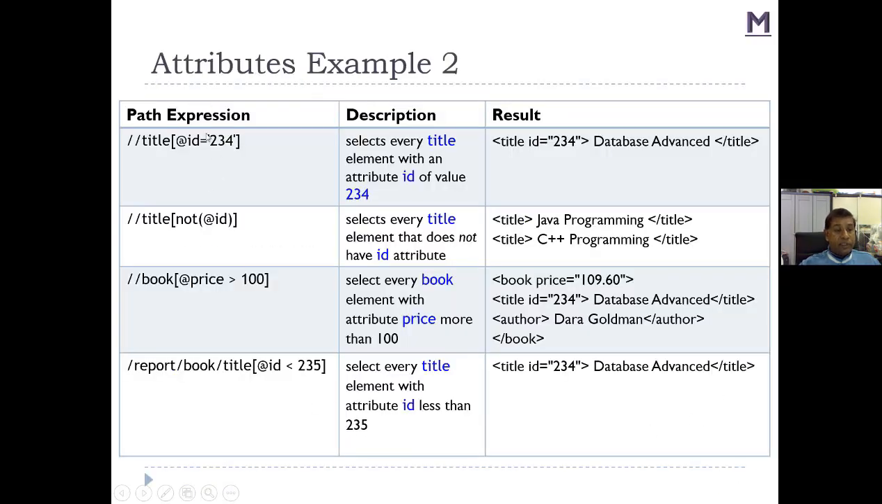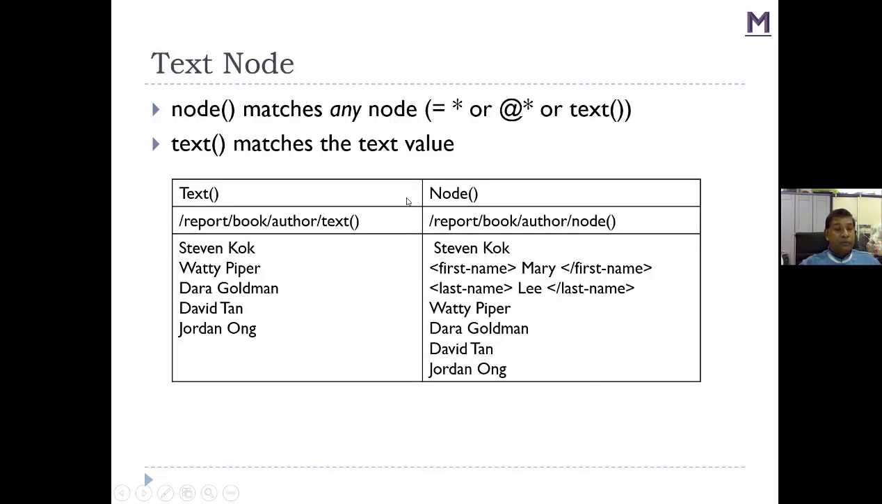Next, if you look at the path expression /report/book/title[@ID<235], less than 235. Okay, what it will do, it will select every title element with attribute ID less than 235. So it will give you the output like this: 234. This is less than 235.